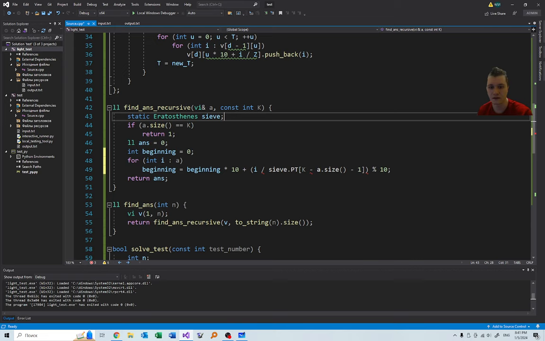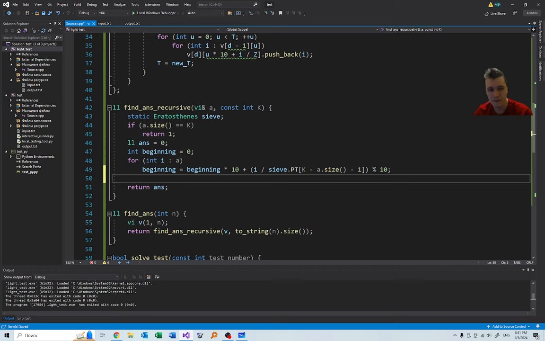Well, after that, we iterate over all possible primes in sieve dot v which. So what is the fixed number of digits? It's a dot size, the number of digits. Then we also need the length, of course. We need the length. I got it. We don't need to take a dot size because we need to take like a dot size plus d minus k minus 1.